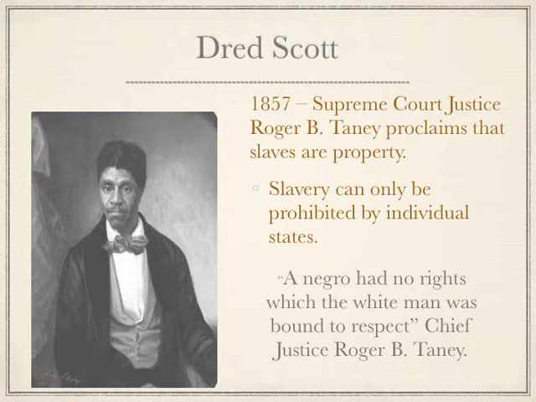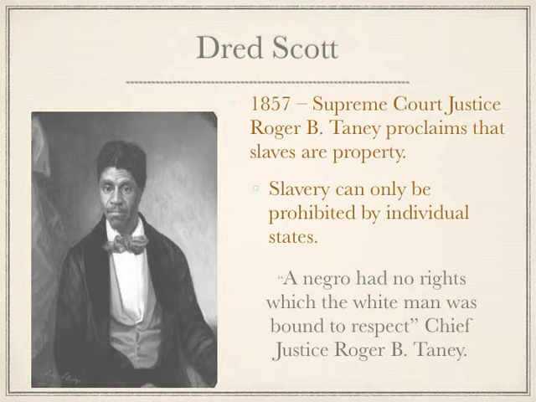What the court hands down here is a kind of finality on the slave issue, a legal document that could define whether slavery was constitutional or unconstitutional. In Taney's statement, he states that slavery can only be prohibited by individual states, supporting the idea of popular sovereignty and opening the door for the expansion of slavery into all territories west in the United States.